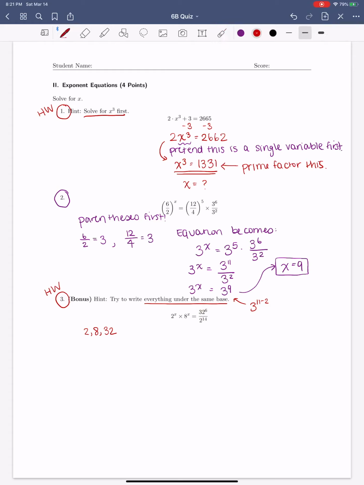Well, luckily for us, 8 can also be written as 2 cubed, and 32 can also be written as 2 to the 5th. So I would substitute 2 to the 5th in for 32, and 2 cubed in for 8, and try to solve from there. So I'll leave the rest to you guys. Alright, I'll stay on this page for a couple more seconds if you want to take a look.